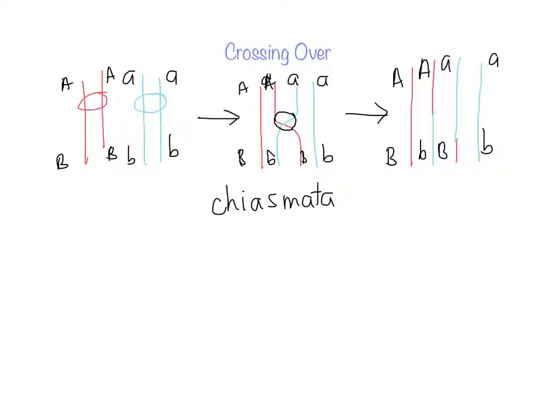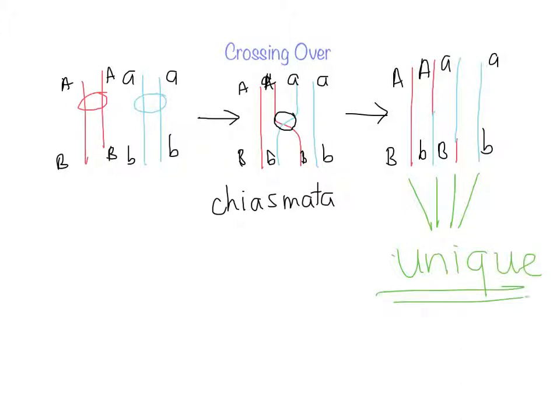So when the gametes are formed, we have four completely different chromosomes that will be unique from one another. So they've completely changed the original genotypes. Well, yeah, we've got our original genotypes still there, but we now have these two new ones being created.